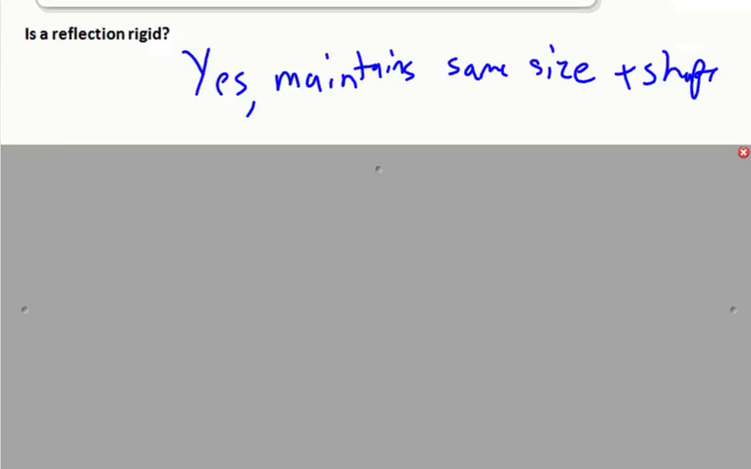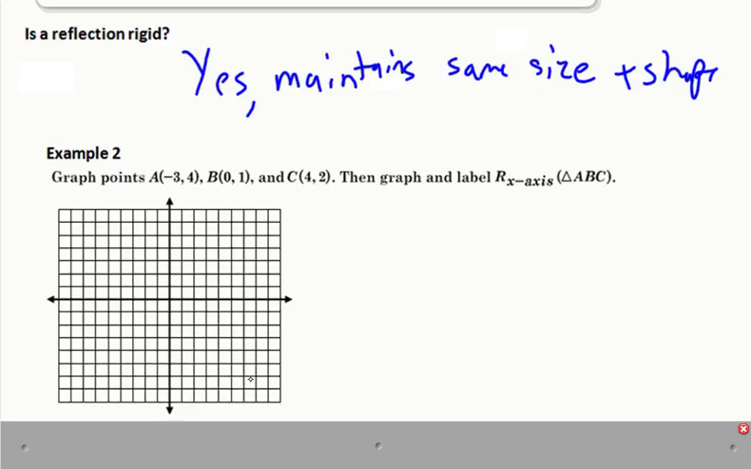All right, so we've got lots of examples here I want to go through. Let's just do this one right now, and then I've got some other unique ones. This is with the coordinate plane. So graph the points. This is going to be a whole shape we're going to reflect. Graph the points -3, 4. 1, 2, 3, 1, 2, 3, 4. That's point A. 0, 1. 0 over, 1 up. That's point B.